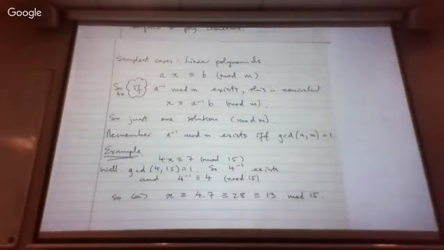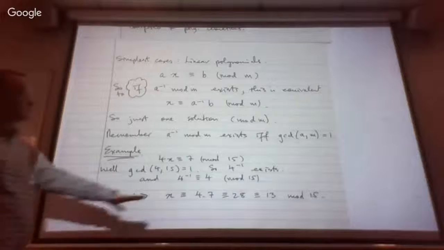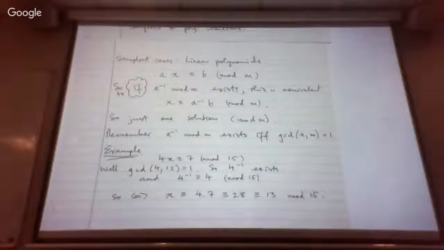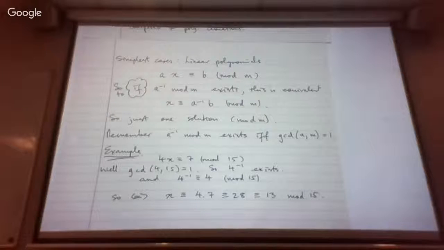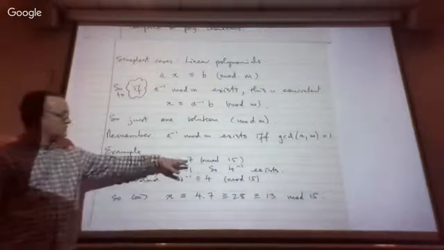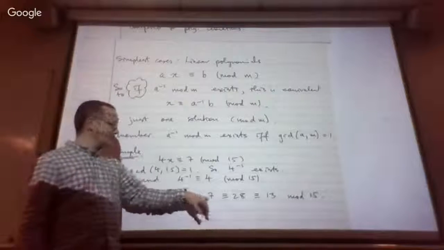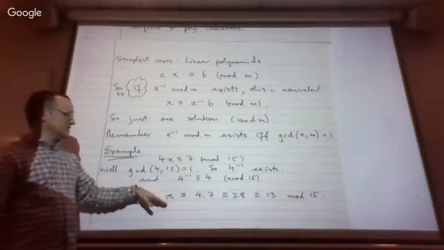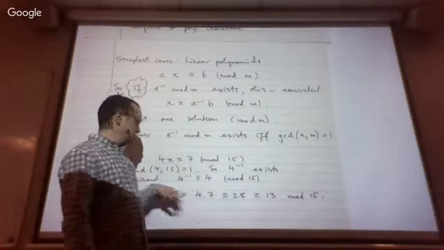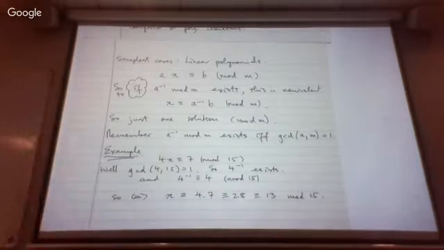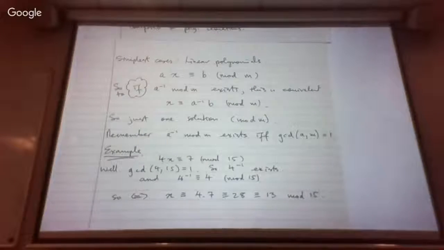So that's our solution. There's only one solution, and it's 13, or the congruence class of 13 modulo 15. Any integer which is congruent to 13 mod 15 will be a solution, and there aren't any other ones, because this is a logical equivalence. 4x equal to 7 implies x equal to 4 times 7, when you multiply both sides by 4. And that's an invertible step: if x is equal to this, multiply both sides by 4, you get 4x on the left, and 4 times 4 is 1, so you get back to 7. So there's only one solution.